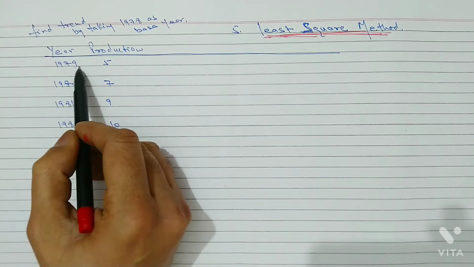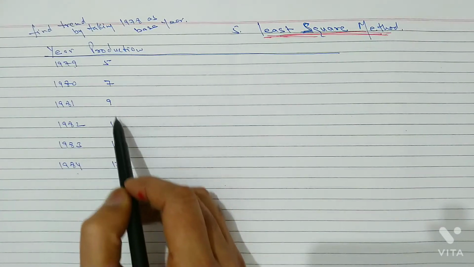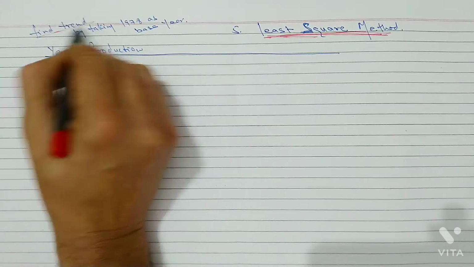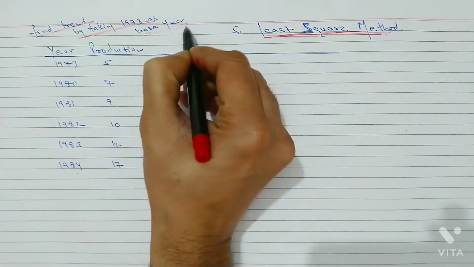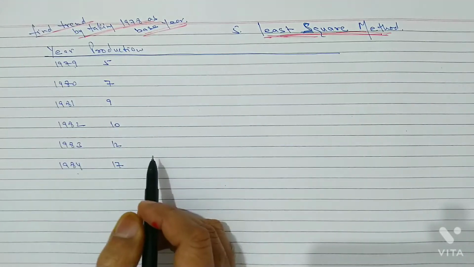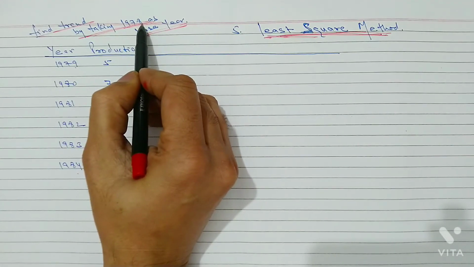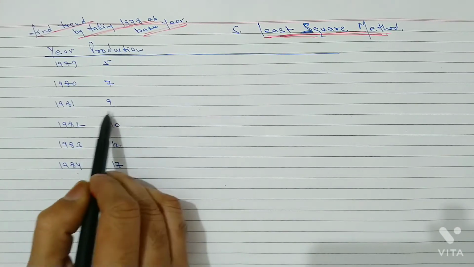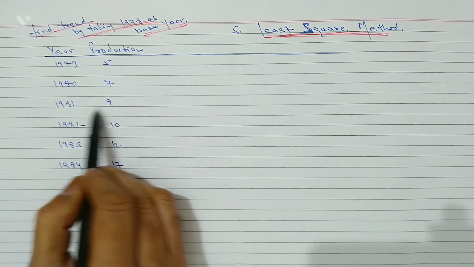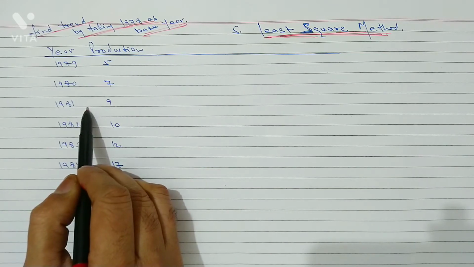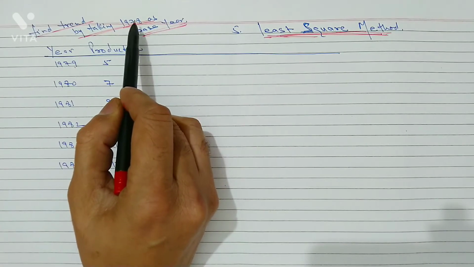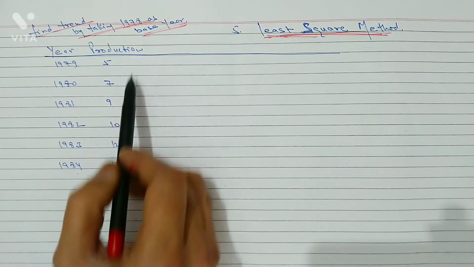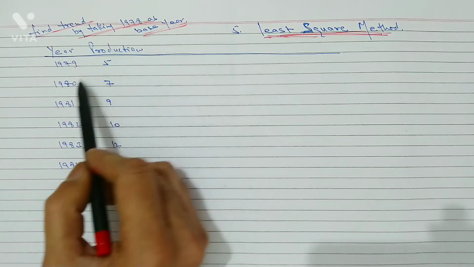Now the question is this: for 1979 to 84, productions of 5, 7, 9, 10, 12, 17 are given. Find the trend by taking 1978 as a base year. If the base year is not given, then take the center year or middle year as the base year. Here 1978 is the base year. Clear?